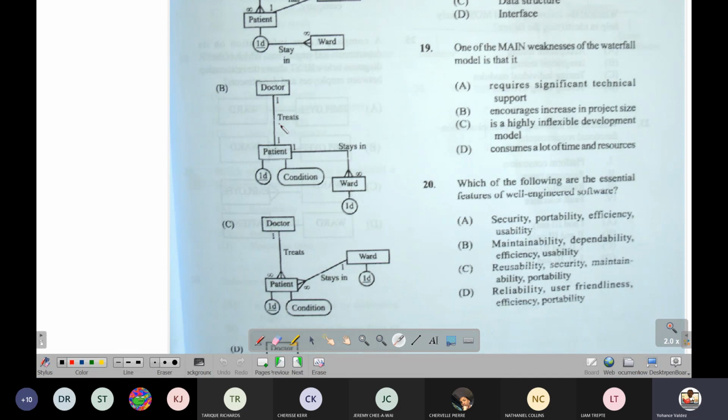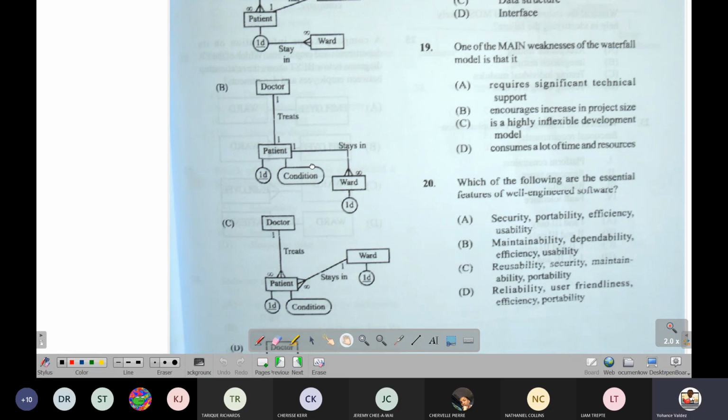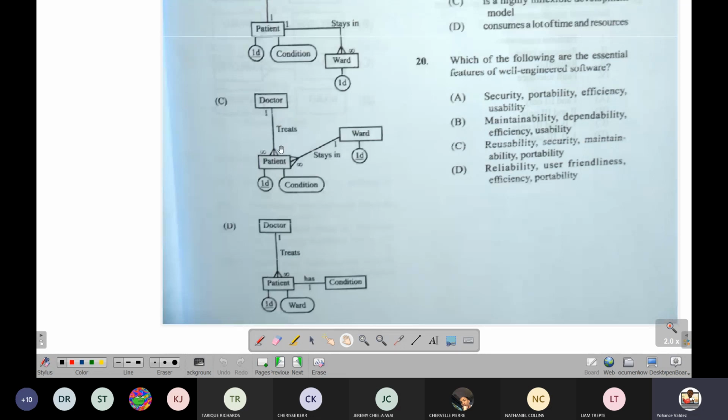So we see here one doctor treats one patient. We know that even in the best healthcare system, there is no one-to-one relationship between doctor and patient. Everybody does not have their own doctor, right? And of course, a patient cannot stay in multiple wards, okay? So C, however, tells us that a doctor treats many patients and a patient is treated by one doctor. That makes sense. And a patient stays on one ward and a ward holds many patients.